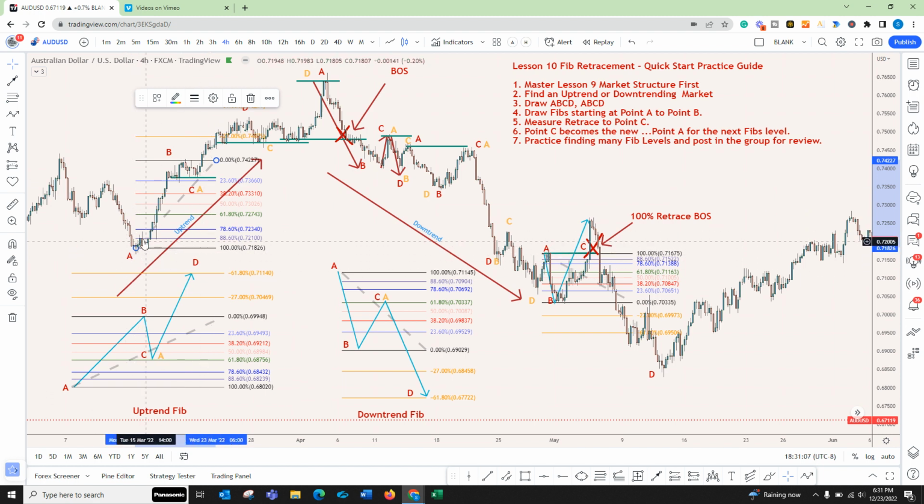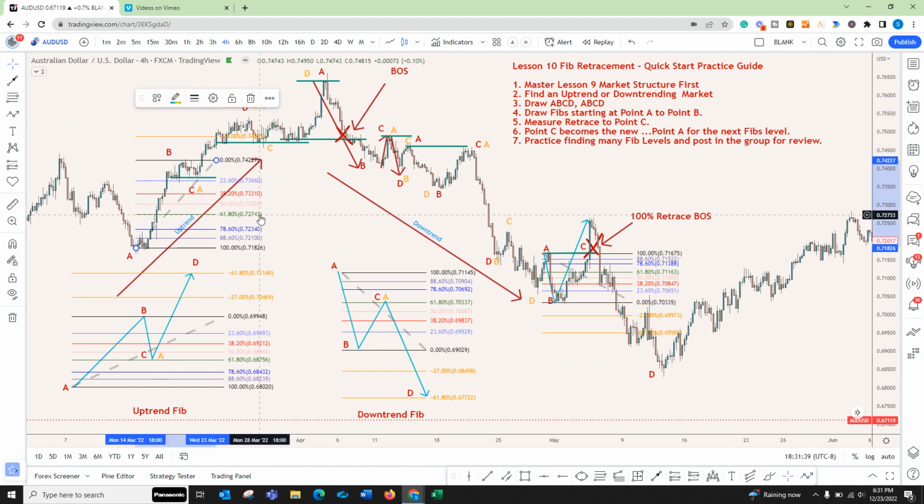So you see that point A is 100%, point B is 0%. And then let me use this little line tool here so you can see. Impulse from A to B, and then retrace. We're measuring the retrace here. You can see that the retrace was about 23.6%. And then the market traveled upwards quickly. That's one of the things I taught in lesson 10, that at the 23% fib, price usually continues quickly upwards. And that's what happened here.